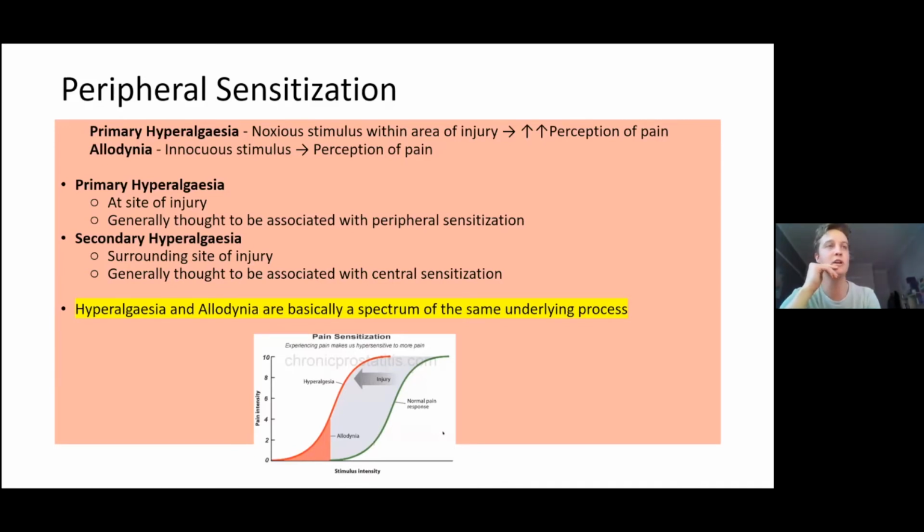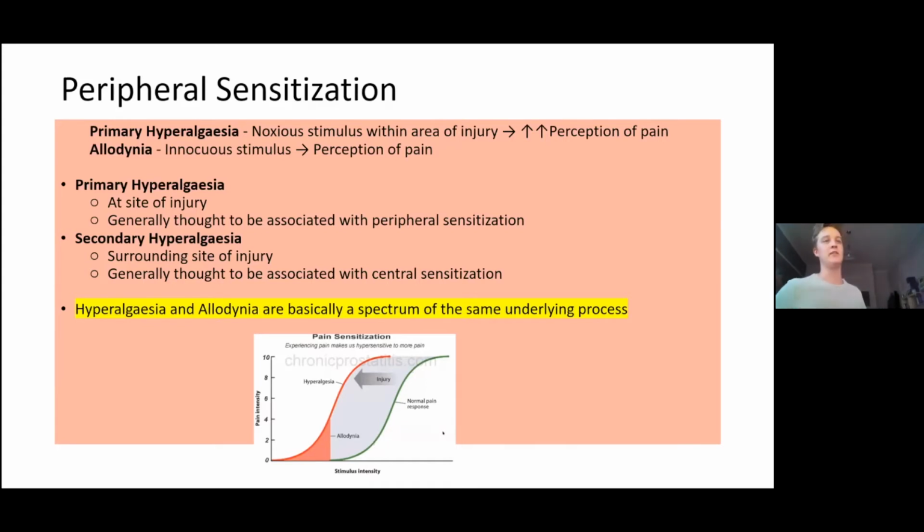So primary and secondary, you sometimes see these used a little bit wildly and sometimes incorrectly, but there's probably two definitions. Primary hyperalgesia usually relates to the site of injury, and it's generally associated with peripheral sensitization, so inflammation occurring at those nerve endings. Whereas secondary hyperalgesia is, you get stabbed in your thumb, and then your whole palm starts to hurt. That's the surrounding site of injury, and that's probably more related to central sensitization mechanisms.